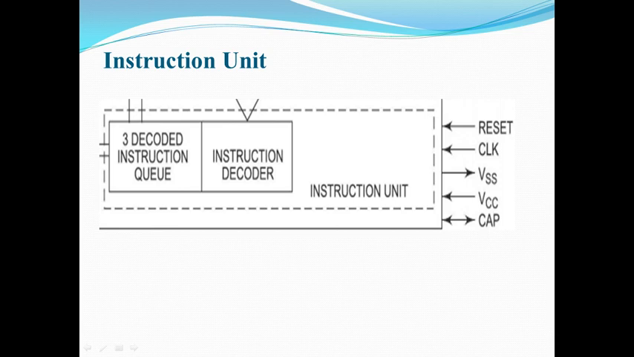The decoded instruction queue sends the data part of the instruction over the data bus. So the instruction may contain data, and that part should always be transferred over the data bus, and whatever instruction opcode is there, only that part is sent to the execution unit for generating the control signals.